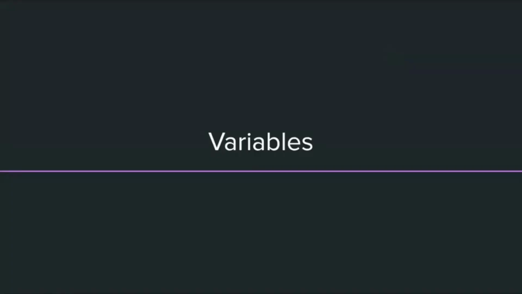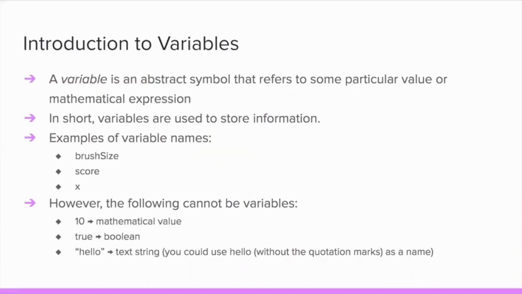Now we'll move on to a different topic, variables. A variable is an abstract symbol that refers to some particular value or mathematical expression. In simpler terms, variables are used to store information. You can name your variable almost anything, including brush size, score, or a letter.